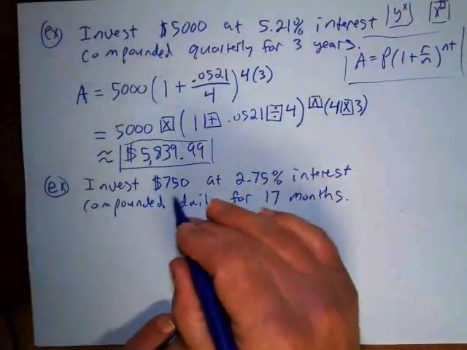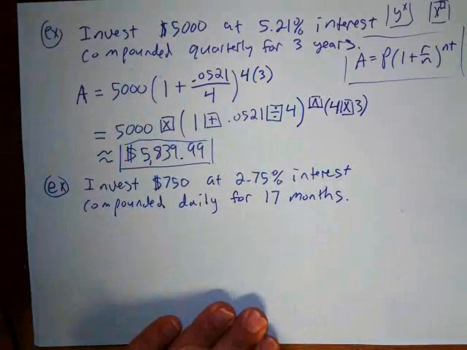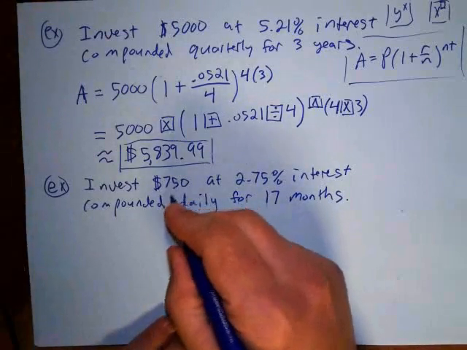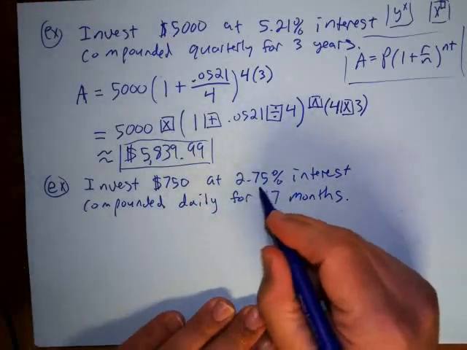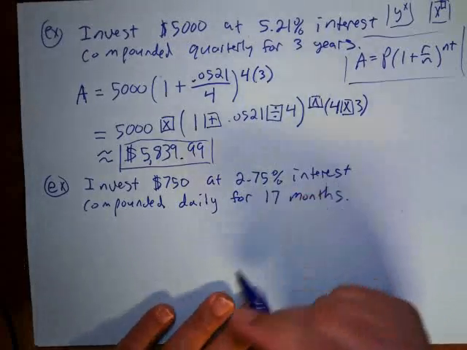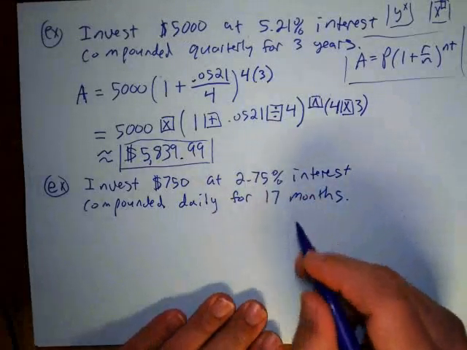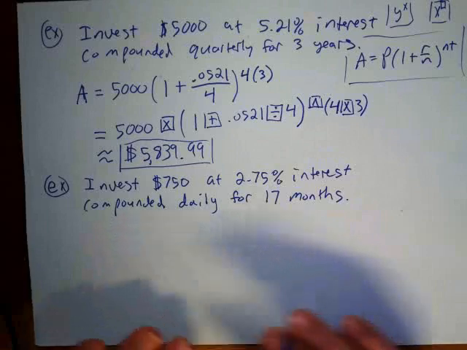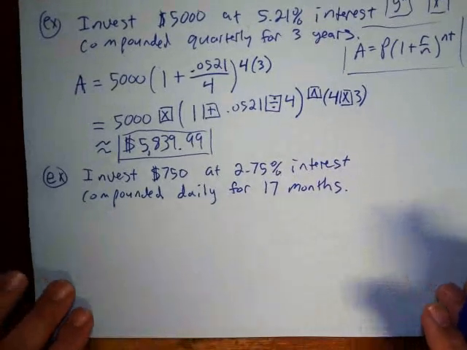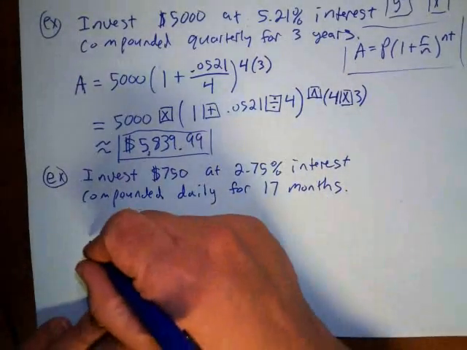Okay. So now this is kind of a lot less money here. The interest rate, this is kind of what they are right now, around 2.7%. And this is only for 17 months, not 3 years. So about half the time. So let's figure out how much this investment will be worth.